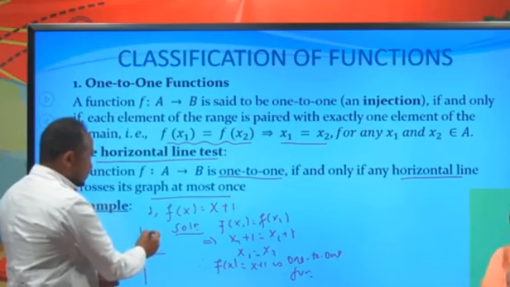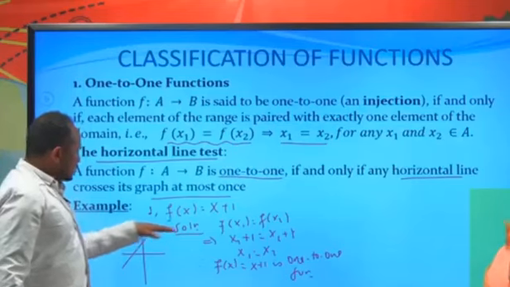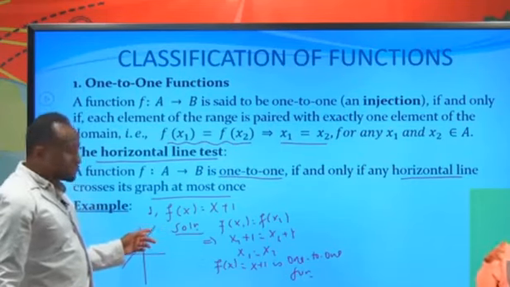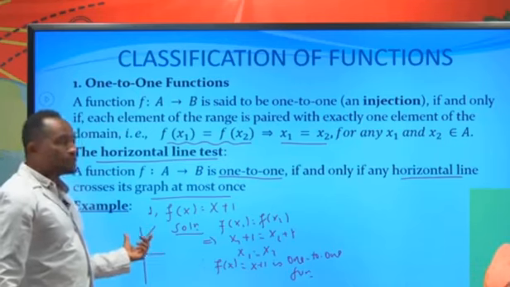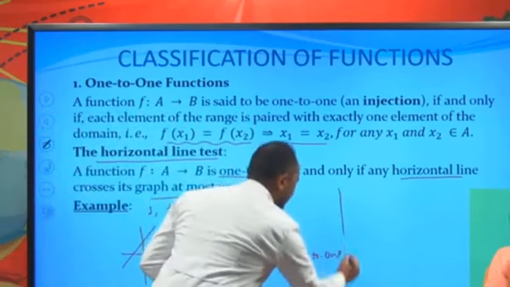If x equals x plus 1, you'll have this one. If you draw any horizontal line, that horizontal line crosses this graph exactly once, therefore this is a one-to-one function. Now let's see the second example here.